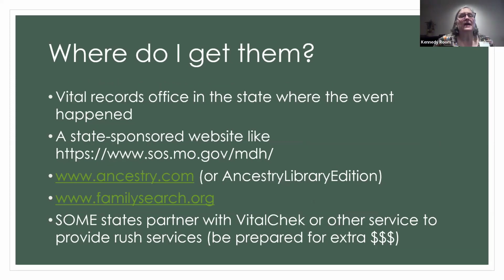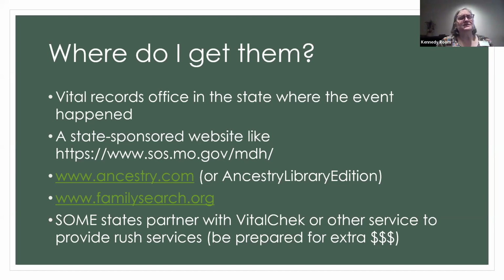So how do you get vital records? Generally speaking, you have to go to the vital records office in the state where the event happened. If it's the time period before state record keeping, then you go to the locality where that license or event was registered: county, township, parish in Louisiana. So you have to go to the local level.